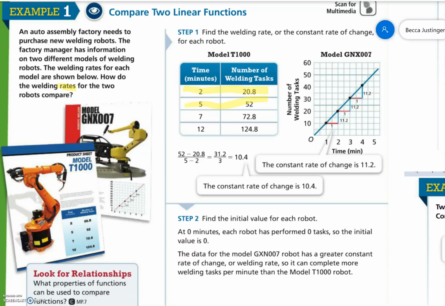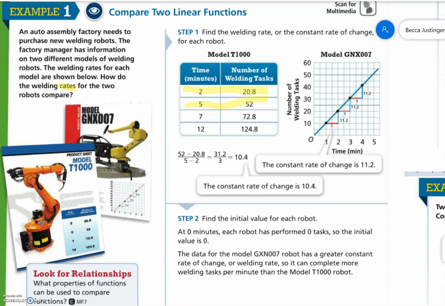So we're using the slope formula again. And you do, this is our y2, this is our x2, this is y1, x1. So y2 minus y1 over x2 minus x1 gives our constant rate of change to be 10.4. Then we look at model GNX007 to find out rise over run. Rise is 11.2 over run of 1. So the slope for this one is 11.2.